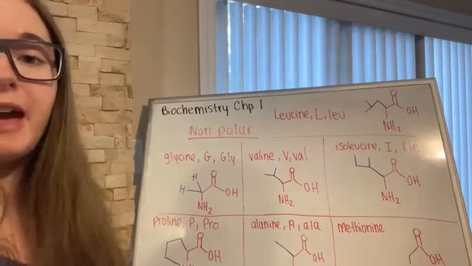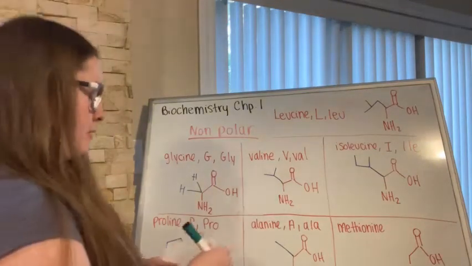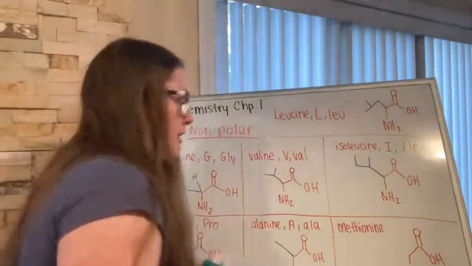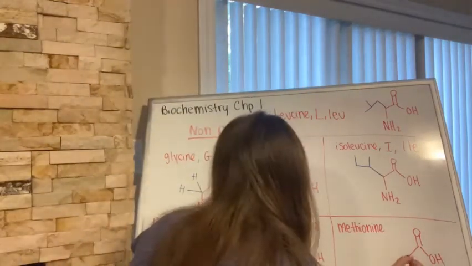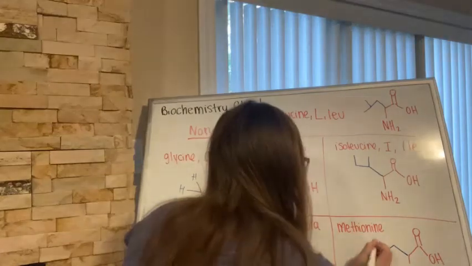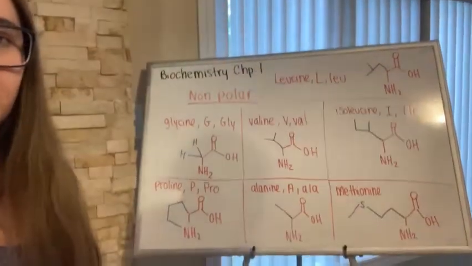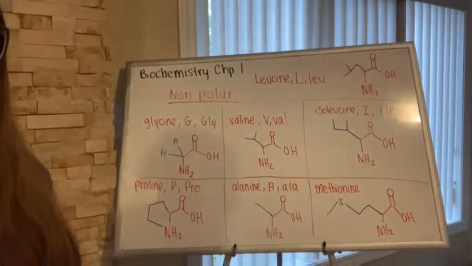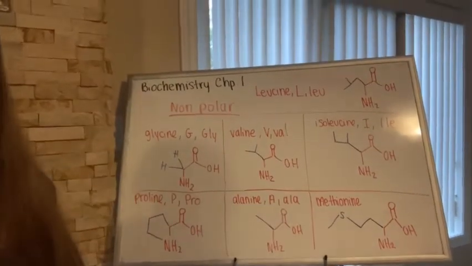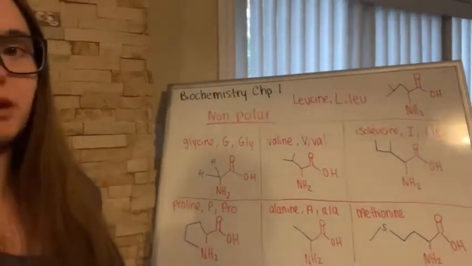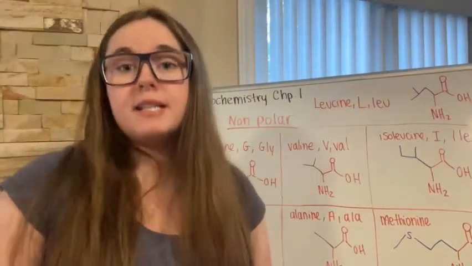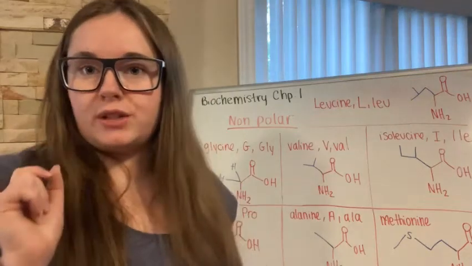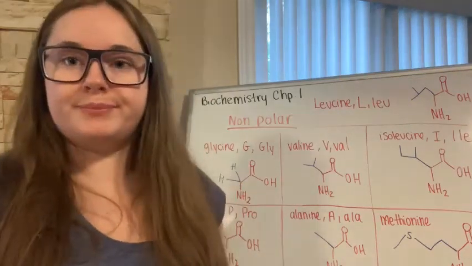And finally, we have methionine down there at the bottom. It's a little more complicated. So methionine actually has a sulfur in this R group. So this is what methionine looks like. And I like to remember methionine because it kind of looks like an M with the sulfur in it. So those are our nonpolar amino acids. And stay tuned for the next group that we're going to go through.